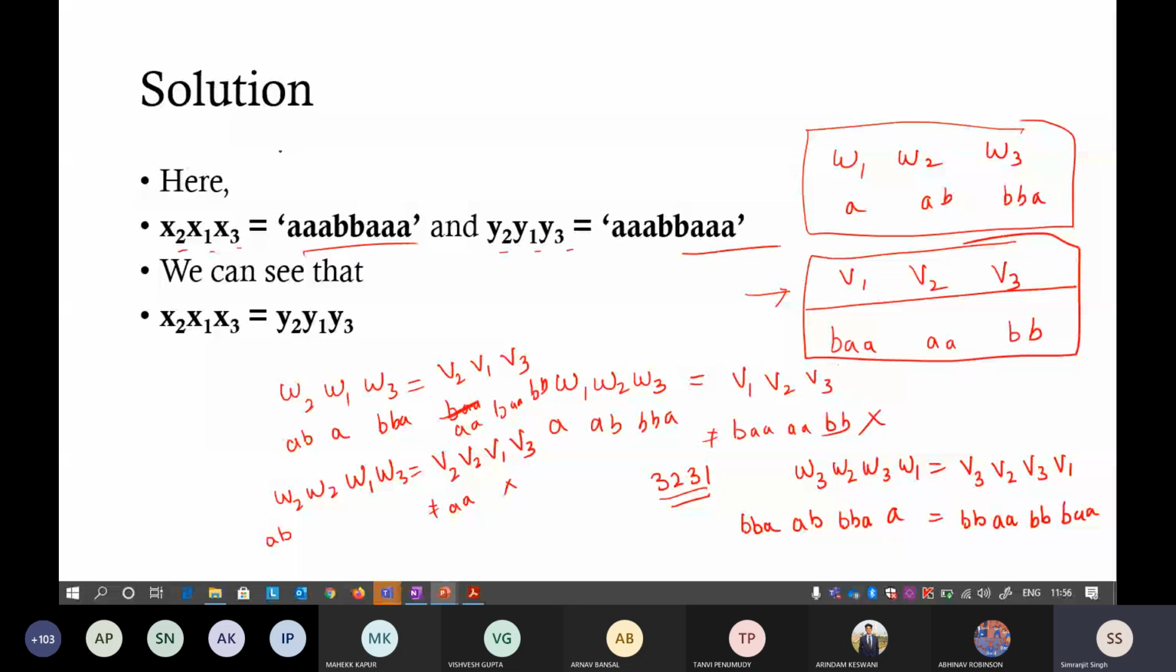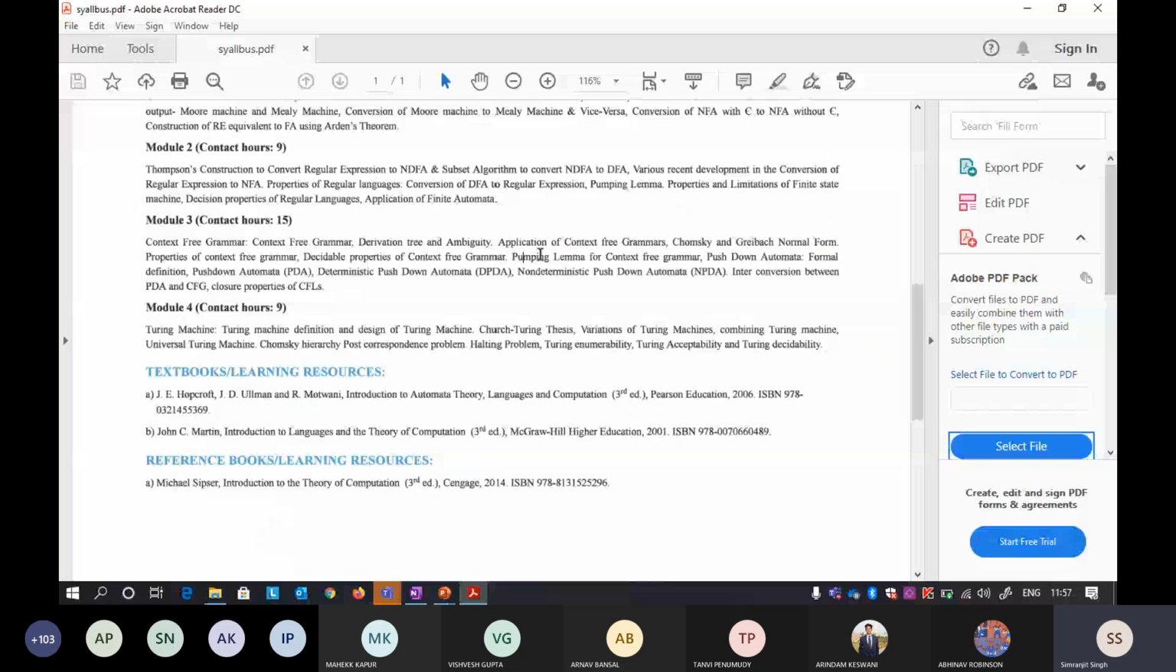With this, I think all your syllabus is completed, and I will share the syllabus with you. I have given you one self topic, the pumping lemma for context free grammar. All the other topics have been covered in class. In Turing machines, you know what the halting problem is now. It is an undecidable problem, with the theorem already done.